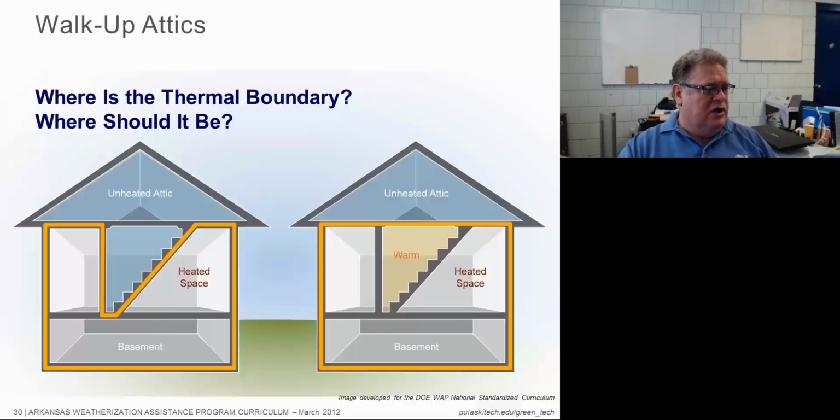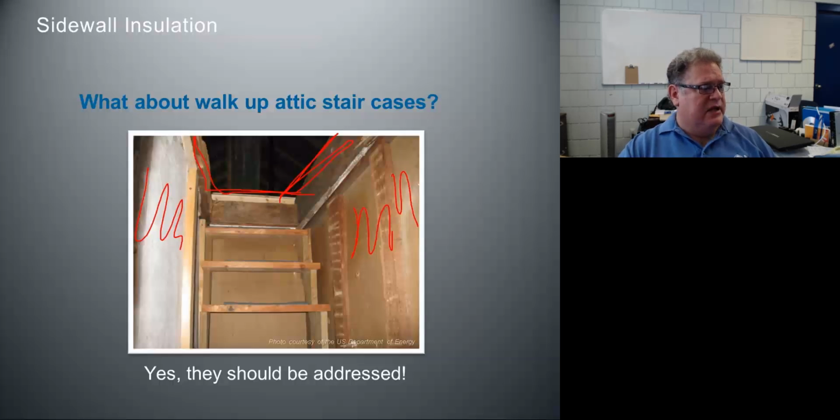So knowing what the audit is calling for is the way that you're going to judge whether this was done correctly. And yes, they should be. They've got sidewalls on them, and they should be treated just like an exterior sidewall. We either want to dense pack those or put batt insulation up with an air barrier on both sides.